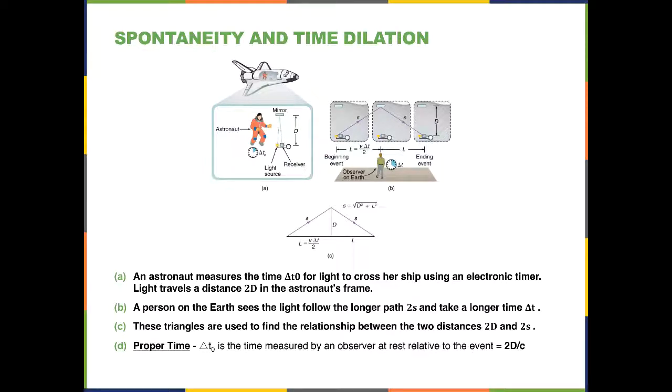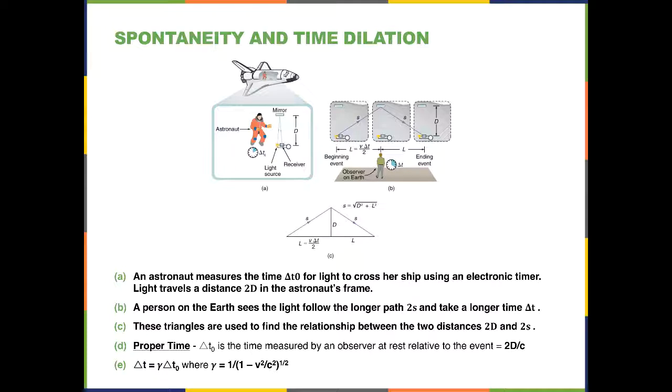So proper time is defined as delta T0, and it's the time measured by the observer that's at rest relative to the event. And in this case, it would be the astronaut. He is at rest relative to the event of the light passing to the mirror and back. The person on the Earth is not at rest. The ship is moving across and so for him, it's a different time. So delta T0 is the observer at rest relative to the event, the important point being relative to the event. And that delta T0 measures 2D. It takes 2D divided by the speed of light, which is designated as C.